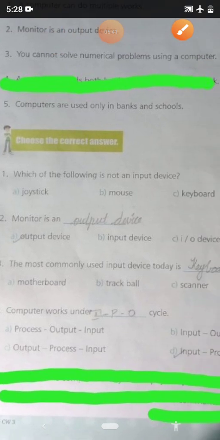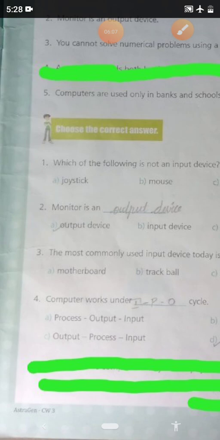And then third one, the most commonly used input device today is dash. So nowadays very commonly we are using input devices. Definitely it is a keyboard. Keyboard and mouse, but more usage is keyboard only because we are typing letters. So the most commonly used input device is keyboard.